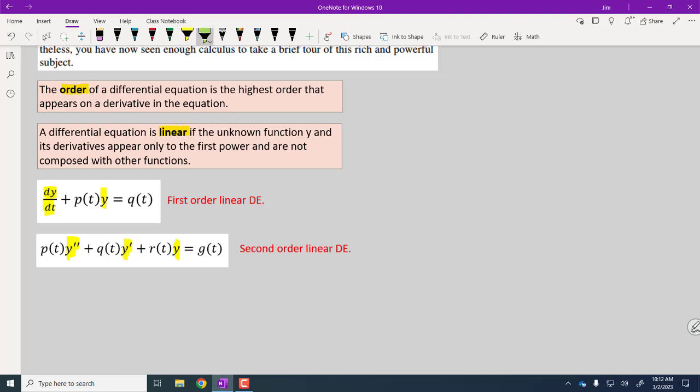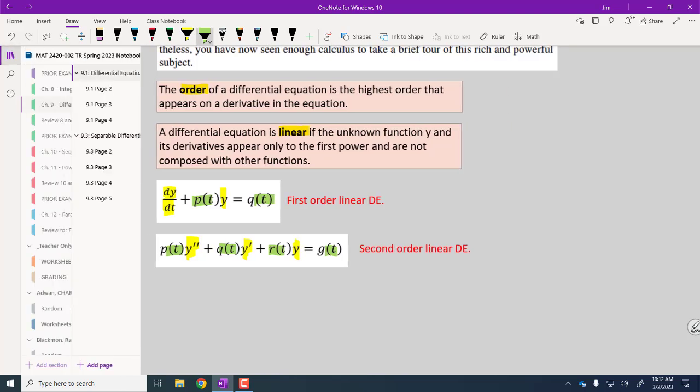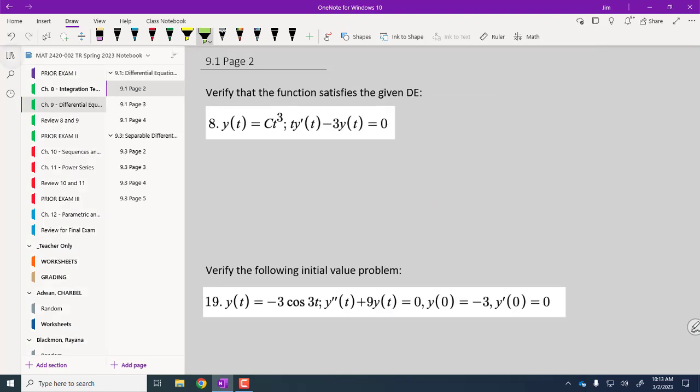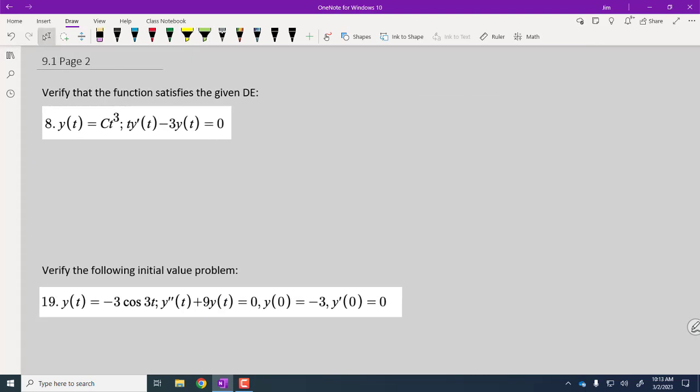With these t's, all bets are off. These can be as wild and crazy as you can imagine. You can have square root of t, you can have inverse tangent of t, you can have 1 over t to the 5, doesn't matter. The t's don't matter. Whether it's linear or not only depends on the dependent variable, on the y. So y is the dependent variable, t is the independent variable. Okay, so that's just some terminology. And let's look at a couple of examples.